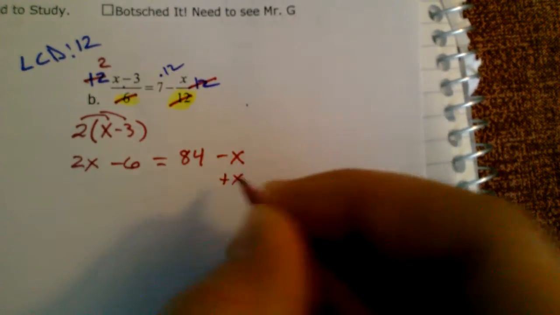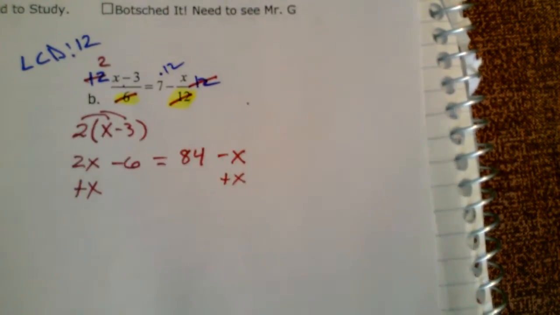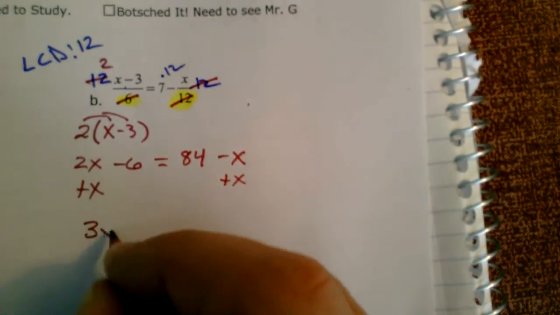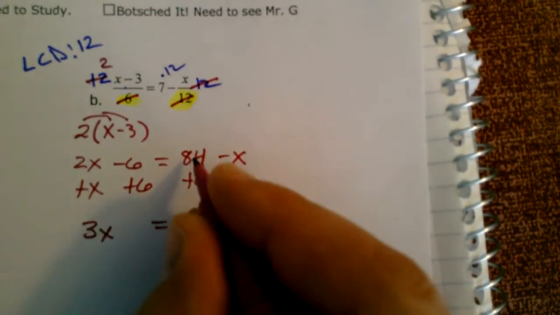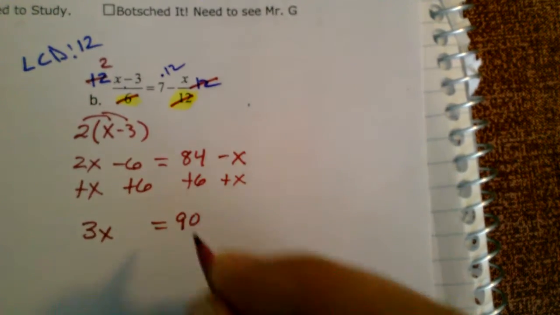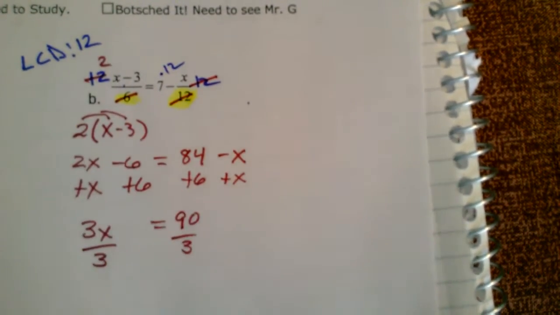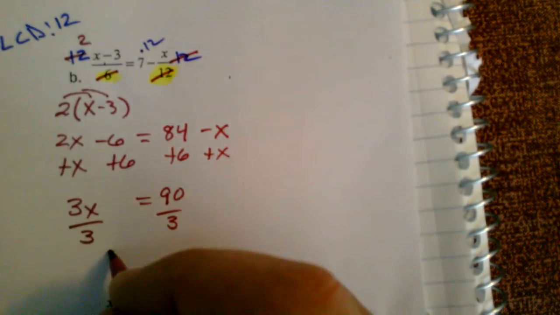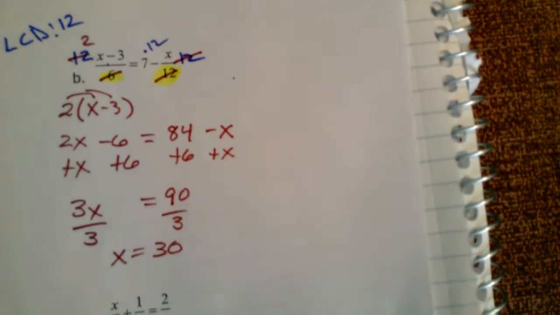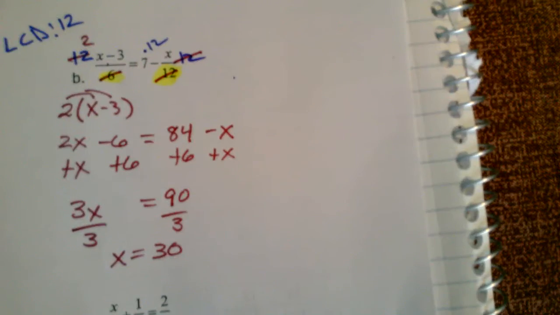Get the x's on one side, add the x over. So that's 3x. I'm going to go ahead and add this 6 over to the other side. 84 plus 6 is 90. And then we can go ahead and divide over. And we finish up with x equals 30. Okay.